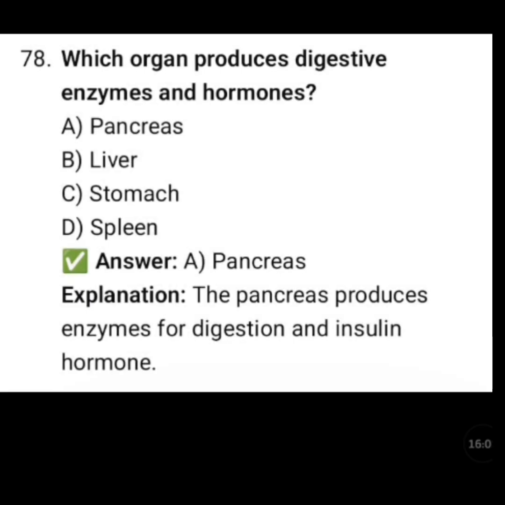Which organ produces digestive enzymes and hormones? Pancreas, liver, stomach, spleen. The correct answer is option A, pancreas. The pancreas produces enzymes for digestion and insulin hormone.